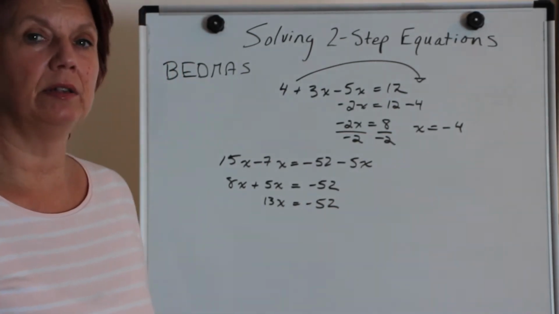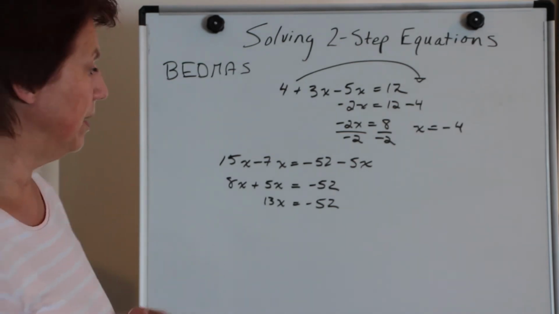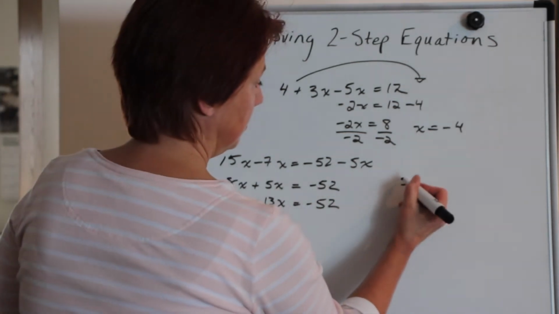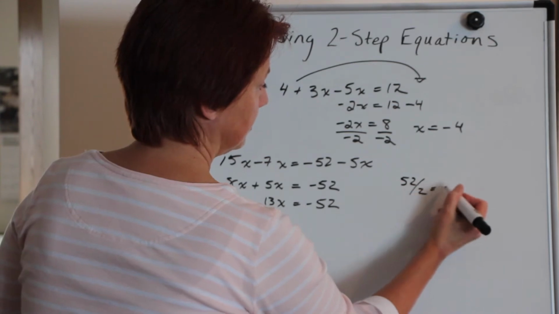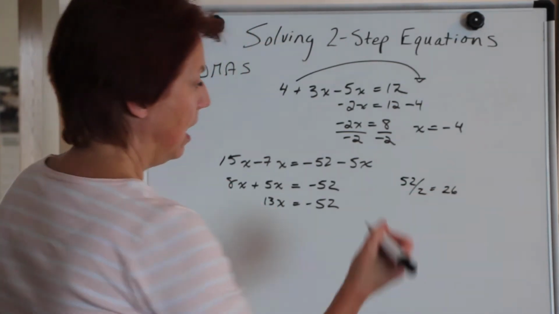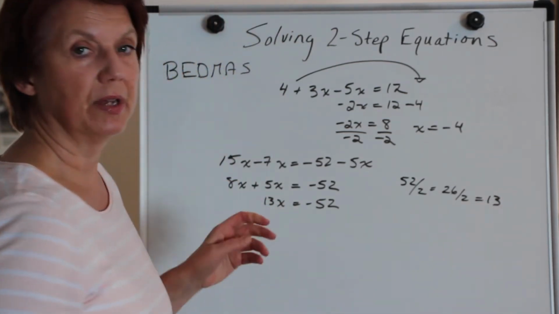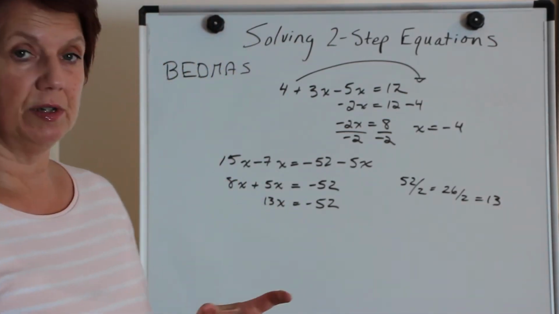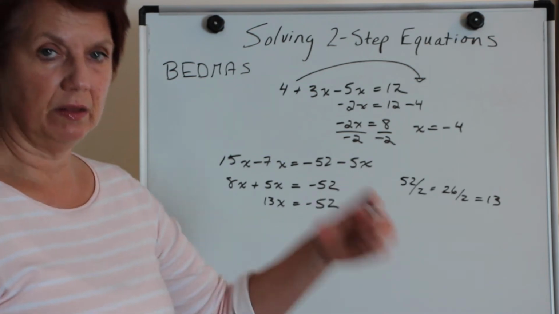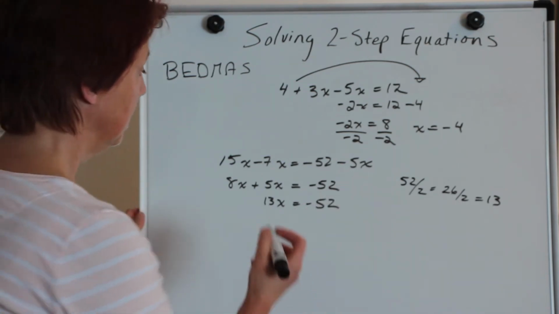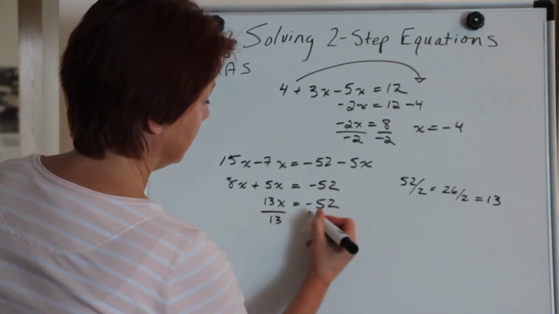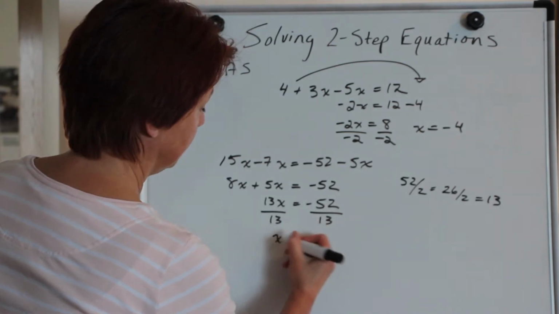Do you reach for your calculator right away, or do you try to give it some thought? 52 divided by 2 is 26. And 26 divided by 2 is 13, and there we have it, okay? So 13 plus 13 makes 26. When we do that again, it makes 52. So then we know that 13 goes into 52 4 times.